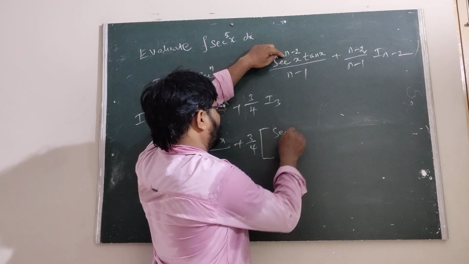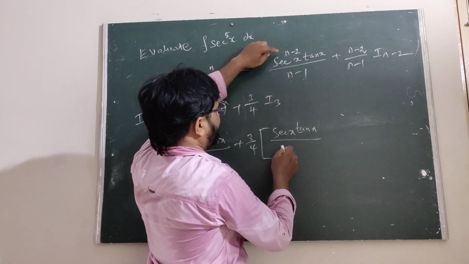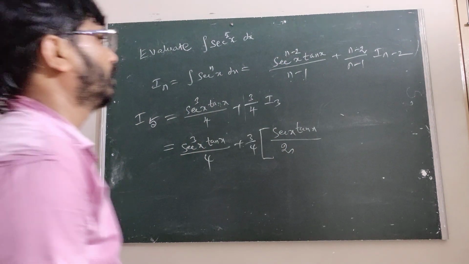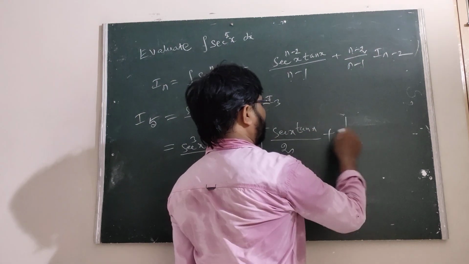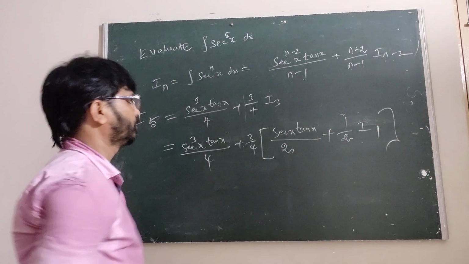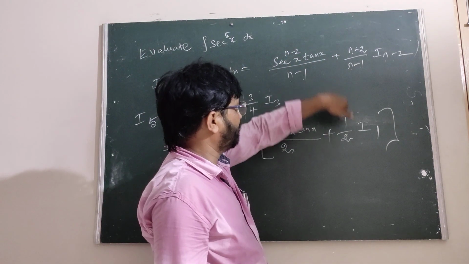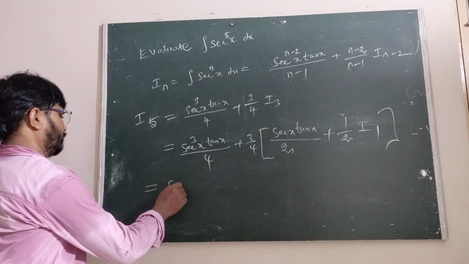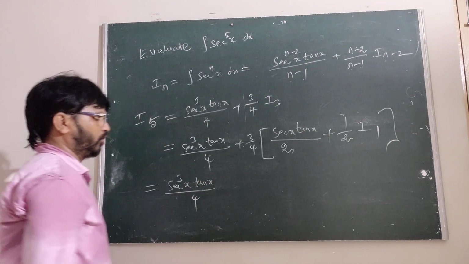3 minus 2 secant x into tan x. 3 minus 2 is 1, and 3 minus 1 is 2. Is it clear? Now we have secant cube x into tan x upon 4.